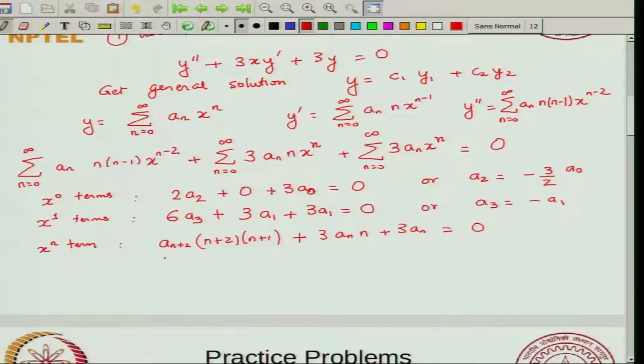You can write the recursion relation a_{n+2} is equal to minus a_n, and I have a 3 and I have (n+1) divided by (n+2)(n+1). So I can write it as minus 3 a_n divided by n plus 2. This is my recursion relation.